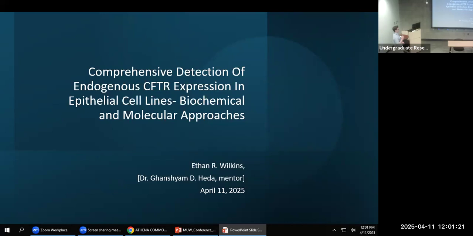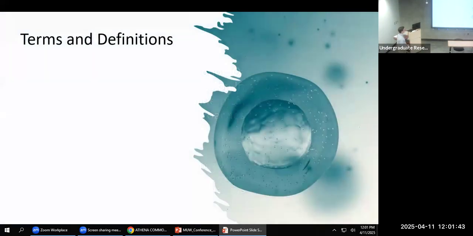So, like she said, my name is Ethan Wilkins. I'm a junior biology major, and I work in the lab of Dr. Henna. What I'm going to be presenting on is my summer scholars research from last summer: comprehensive detection of endogenous CFTR expression in epithelial cell lines, biochemical and molecular approaches, a big mouthful. At first, we're going to go over some terms and definitions.